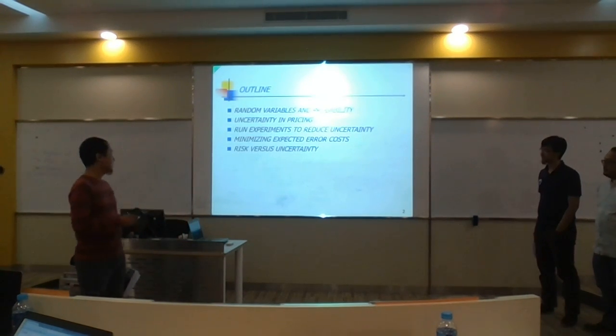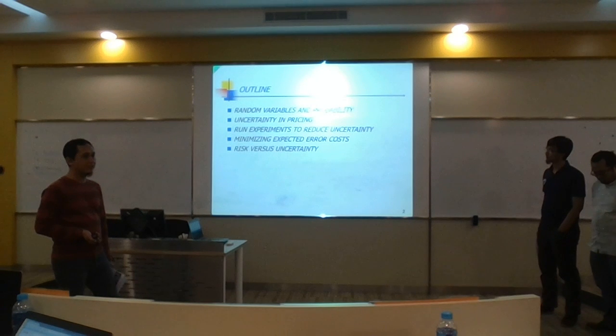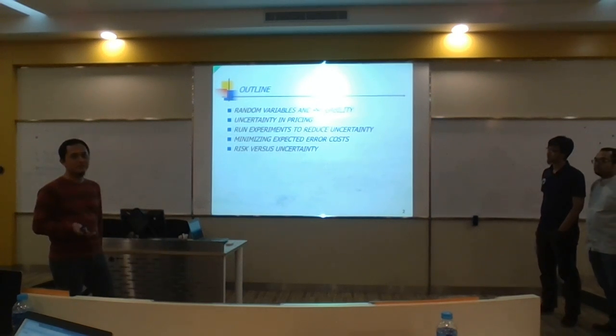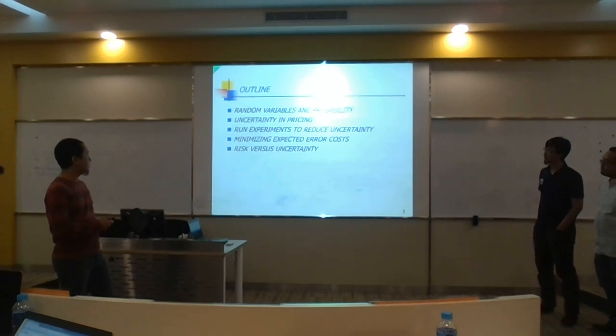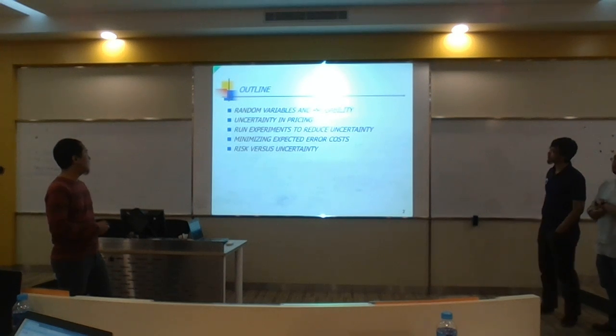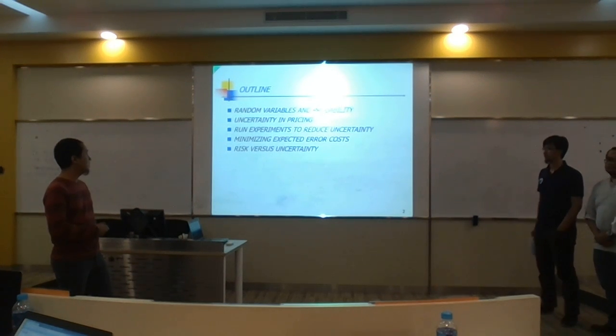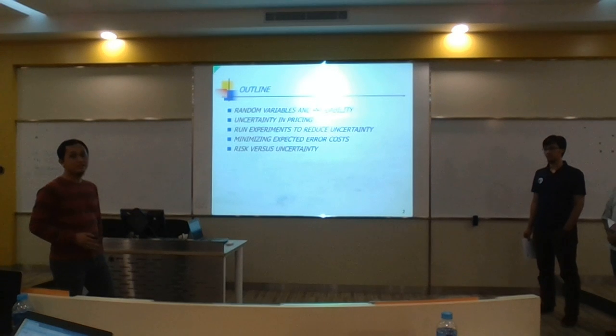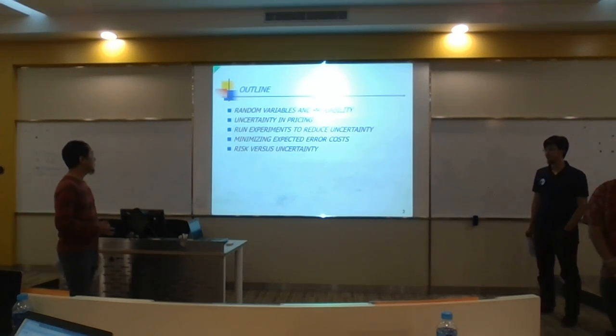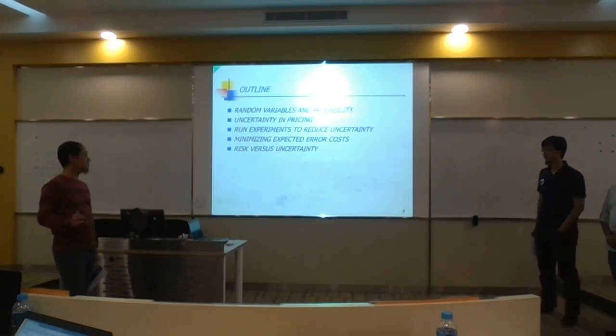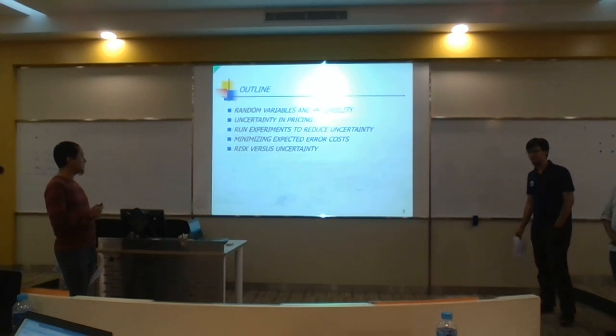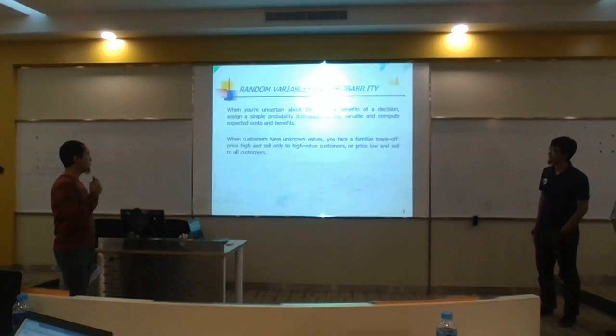Today we are going to present making decisions with uncertainty. Our outline is that chapter 17 explains the random variables and probability, uncertainty in pricing, running experiments to reduce uncertainty, minimizing expected error cost, and risk versus uncertainty.